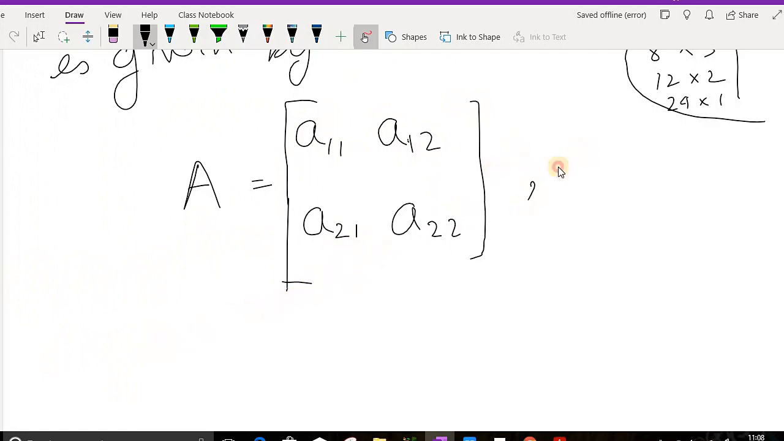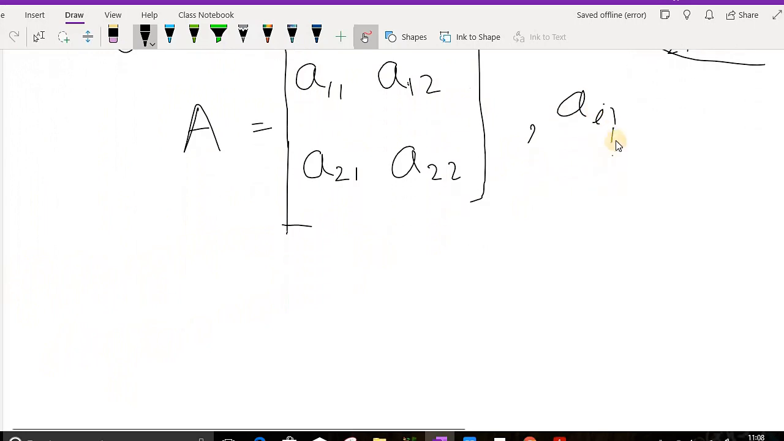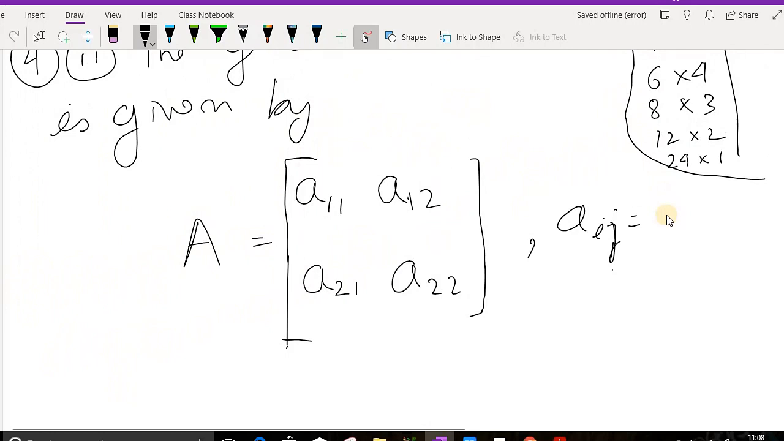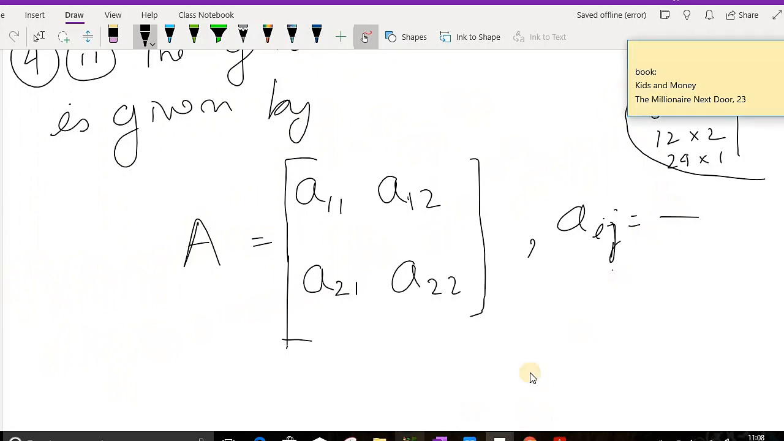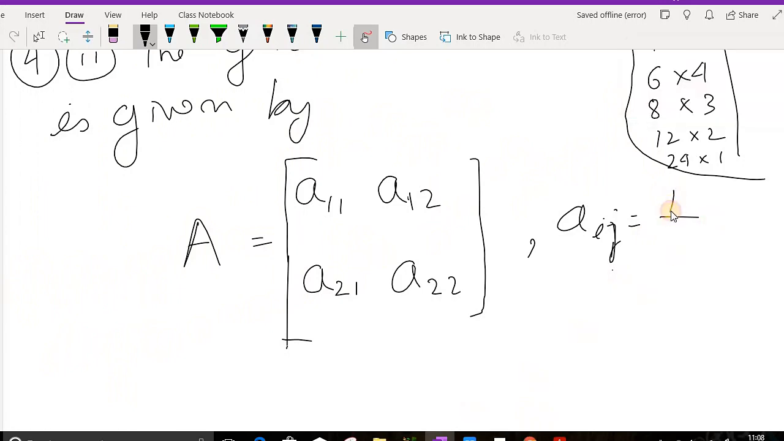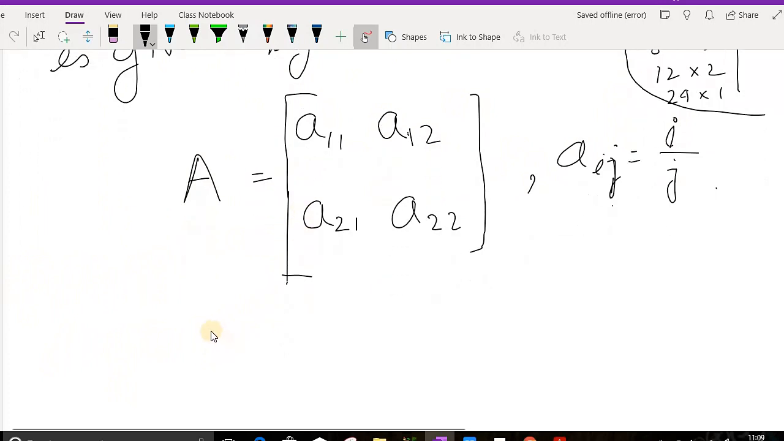So what is the element? Aij is given in the second note. Do you have the book? Can you tell me what is Aij? I by j. I by j. You people are very slow, huh? Okay, so that's I by j. So Aij is given as I by j. This is the A. So you have to find A.